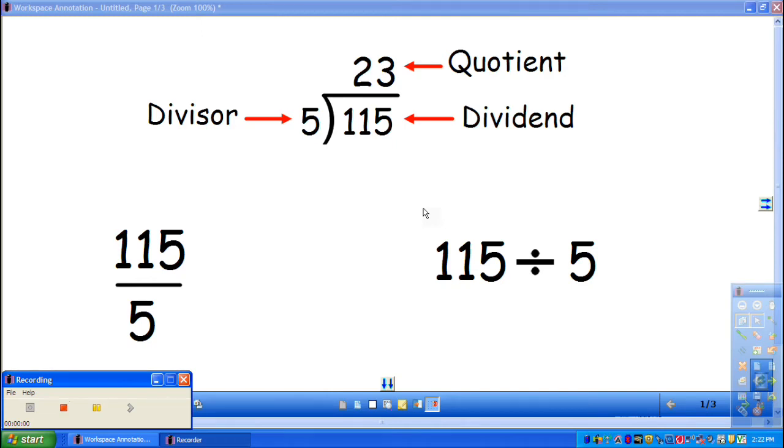Okay, I'm going to do a couple of video segments for you on division. And the first thing we need to start out looking at are a few terms that are important for students to understand. And that's the divisor, the dividend, and the quotient.